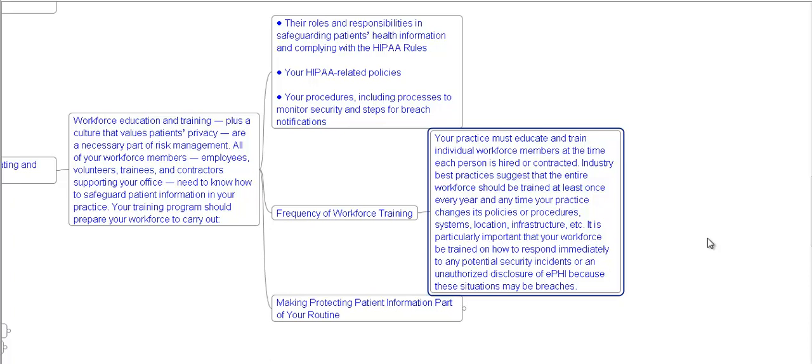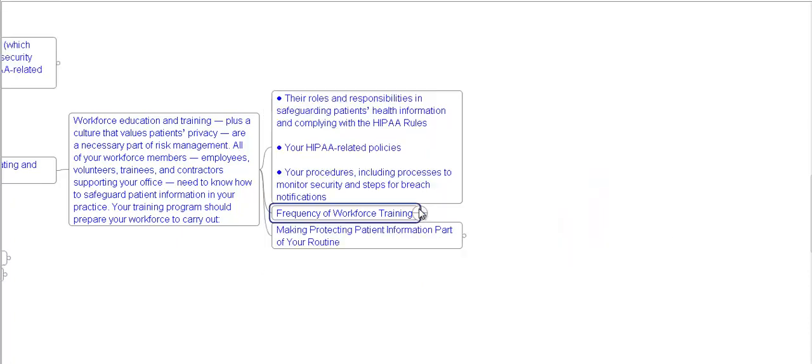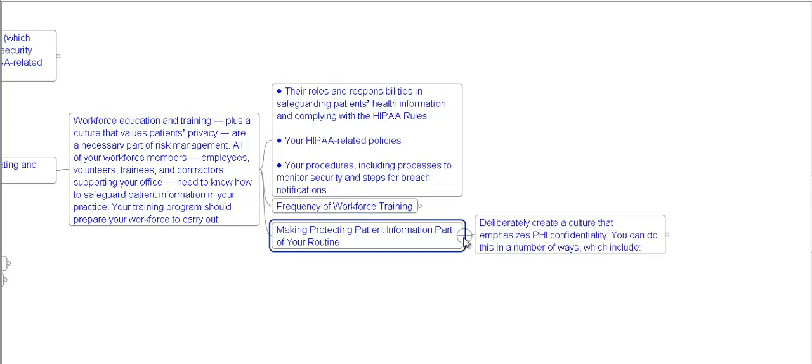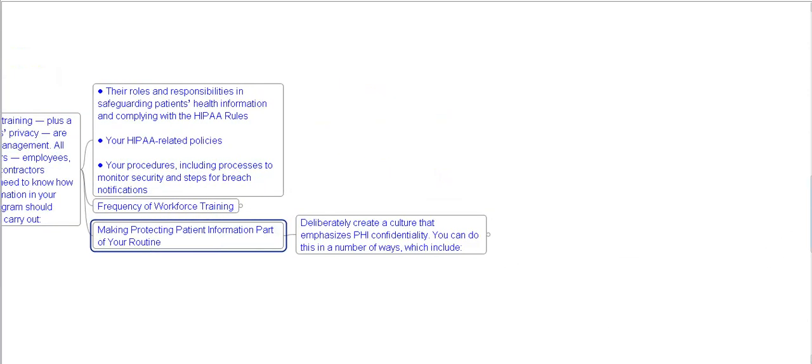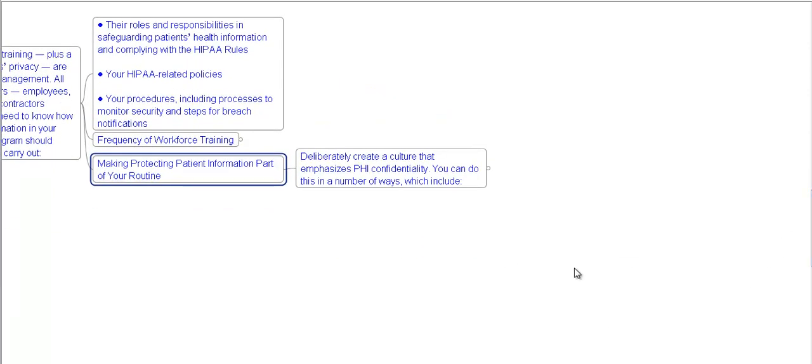It is particularly important that your workforce be trained on how to respond immediately to any potential security incident or an unauthorized disclosure of ePHI, because this situation may be a breach. Making protecting patient information part of your routine. Deliberately create a culture that emphasizes PHI confidentiality.